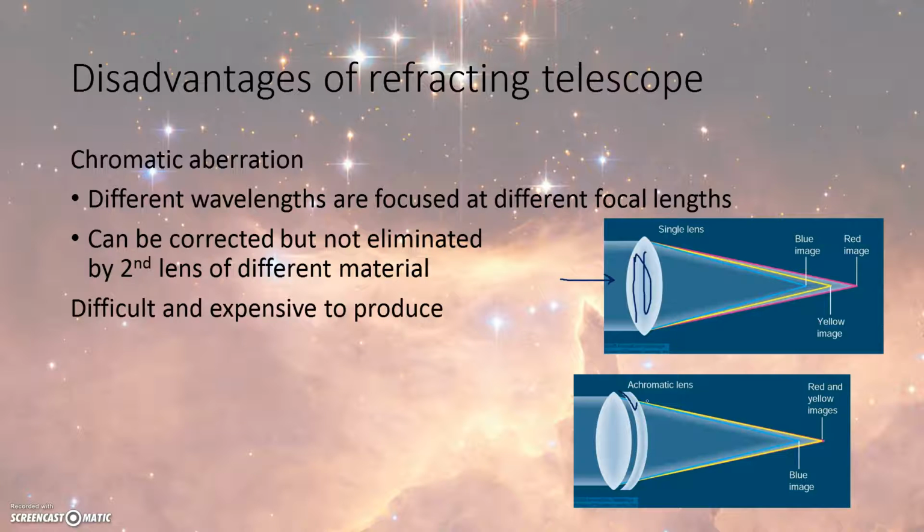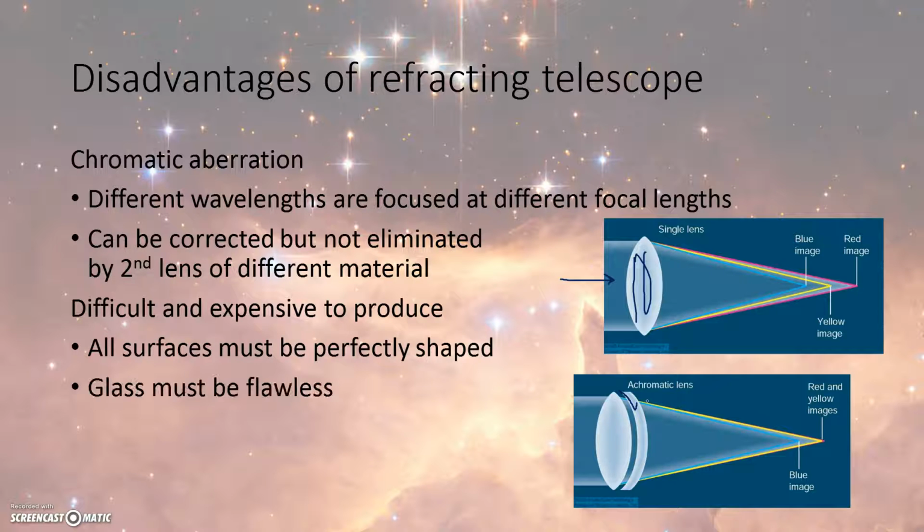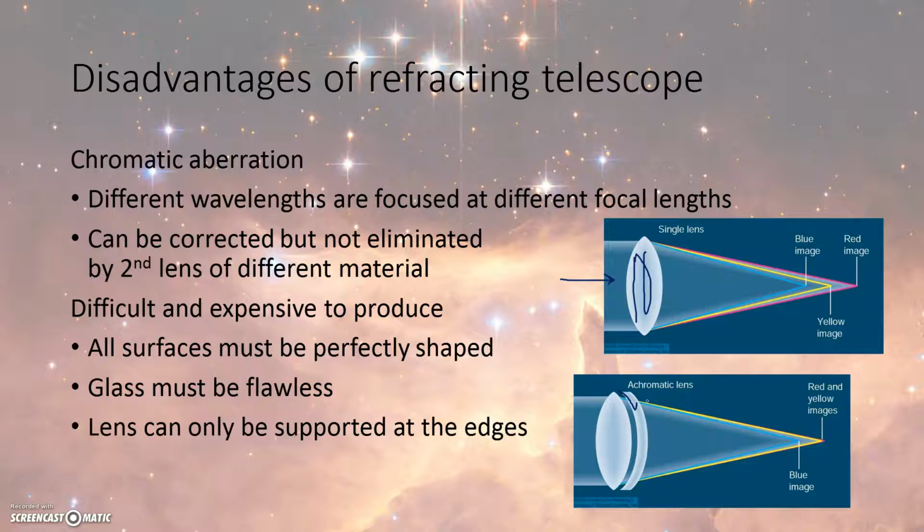Another problem is that they are difficult and expensive to produce, and the reason for that is because every single surface that you have in a refracting telescope has to be perfectly shaped, especially that lens. The glass that's used for the lens has to be flawless. If it has any flaws whatsoever, it's not going to correctly capture the light and send the light out. And the lens can only be supported on the edges here, so you can't have anything back here to support the lens. And these lenses made out of glass can get pretty heavy sometimes.